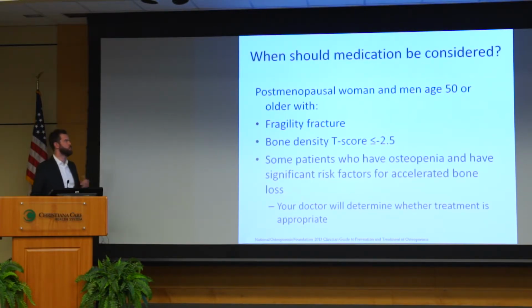So, kind of rehashing who needs to be treated. Any postmenopausal woman or man who's older than 50 who's sustained a fragility fracture, that's an automatic diagnosis of osteoporosis. A bone density T-score equal to or less than negative 2.5 places them in the range of osteoporosis. Treatment should be indicated. And then, as Dr. Manzone mentioned, some patients who have osteopenia need treatment, others don't. It all depends on risk factors. That's where the primary doctor, or whoever's managing the bone health, will calculate whether there's enough risk factors to warrant starting treatment in that specific population of patients who have osteopenia or low bone density, but they're not quite in the osteoporotic range.